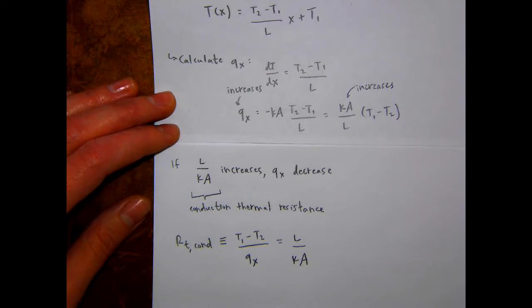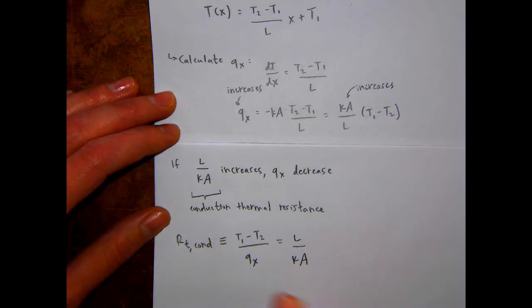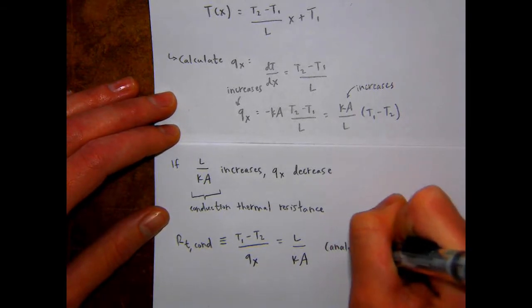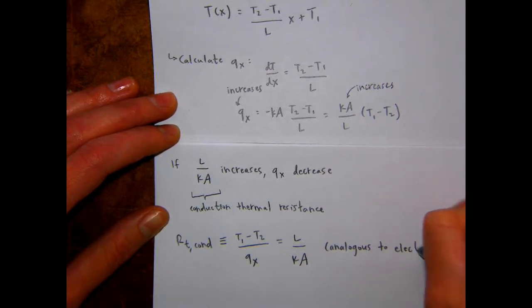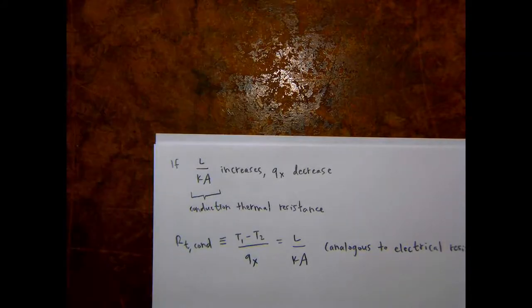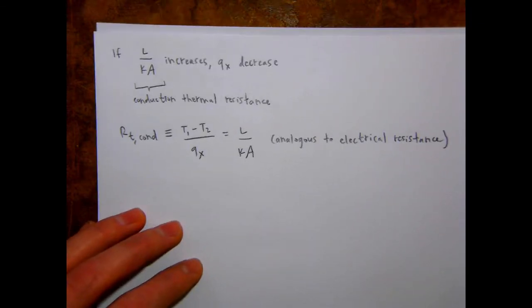And it's helpful to write it this way because it's kind of showing that heat transfer is analogous to kind of the flow of electricity. So the flow of heat is analogous to the flow of electricity, and this thermal resistance is analogous to an electrical resistance.